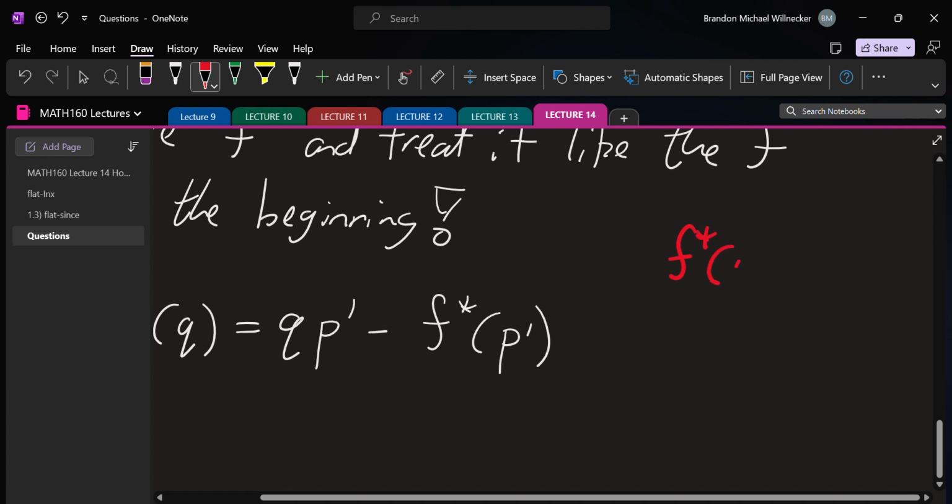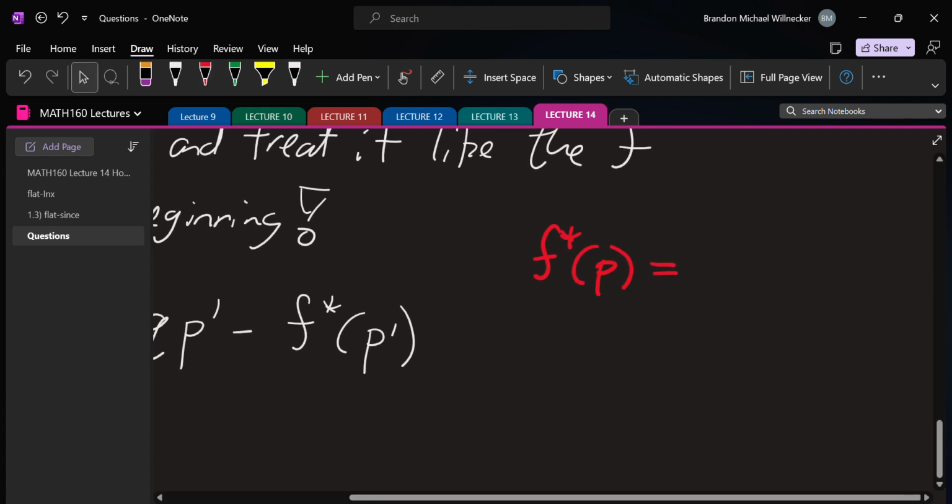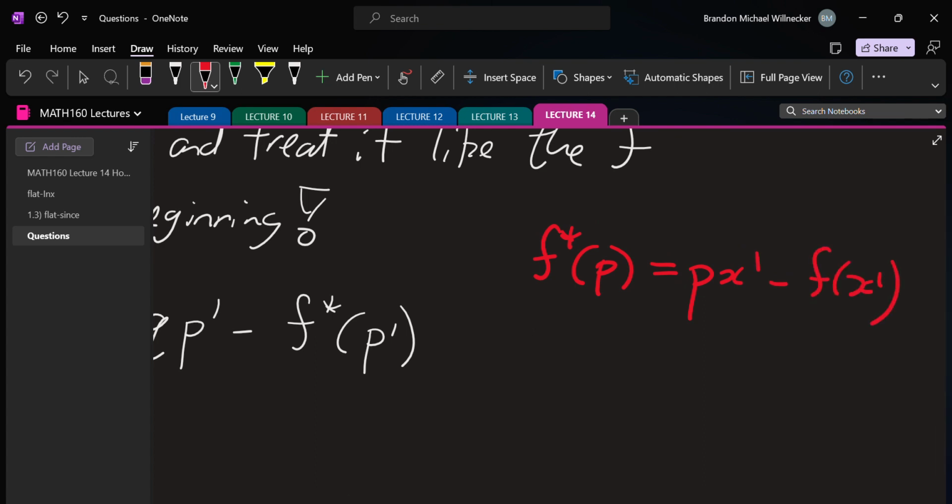Oh, so the normal definition is f star of p is equal to p x prime minus f of x prime. That's the definition we had before. We want to find f star star. So for f star star, we can't use p, that's already been used. We need a different variable. I'm going to use q. So p goes to q. So wherever we have a p, we're using q now.